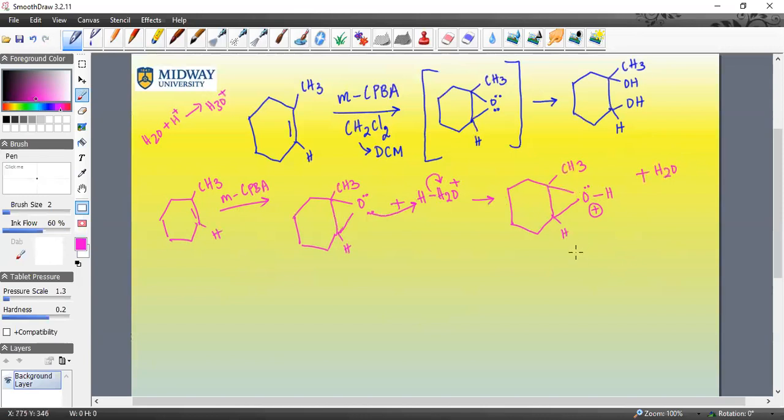Now this, in turn, reacts with water again. Where does the water attack? Well, water again has a lone pair of electrons, right? This lone pair of electrons attacks this carbon, very similar to either the mercury acetate or the bromonium ion formation. The bond gets moved back to the oxygen as a lone pair of electrons.